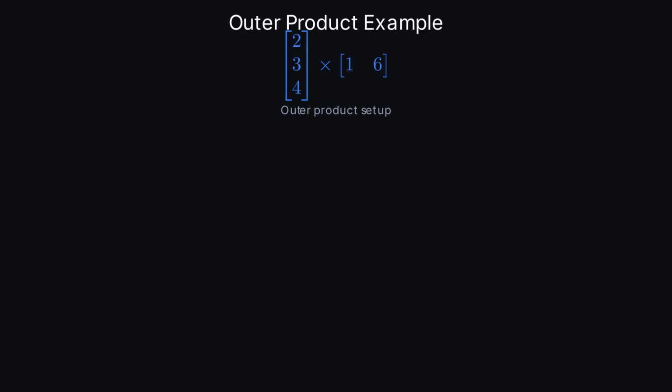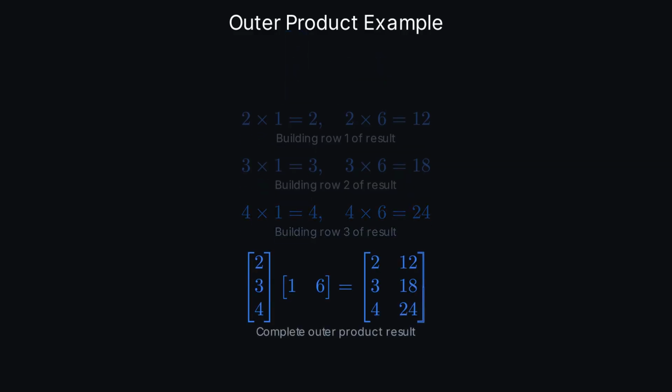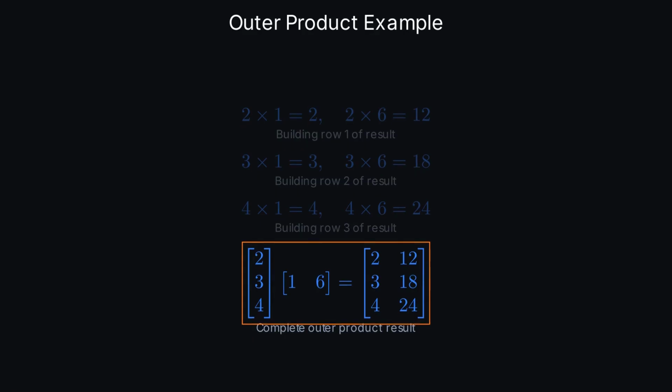Let's see an example. Take the column vector 2, 3, 4 and multiply it by the row vector 1, 6. We multiply each entry of the column by each entry of the row. 2 times 1 is 2. 2 times 6 is 12. 3 times 1 is 3. 3 times 6 is 18. 4 times 1 is 4. 4 times 6 is 24. The result is the 3 by 2 matrix: 2, 12 in the first row, 3, 18 in the second row, 4, 24 in the third row.